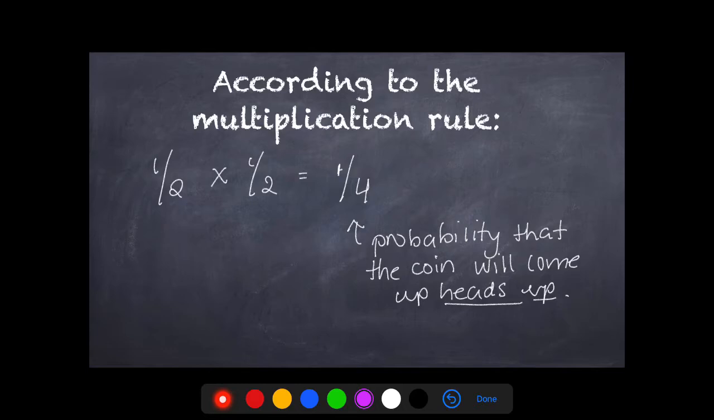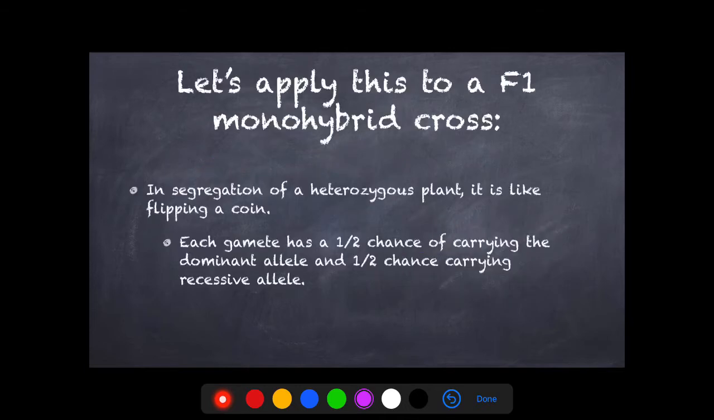Remember how I said if you toss a coin, the chance that that coin is going to come heads up is 50-50, which is 1/2. You're going to multiply that with the chance that the other coin is going to come up heads, which is 50-50, which is 1/2. And if you multiply those together, remember you multiply across, and you get 1/4. Now 1/4 is the probability that both coins will come up heads. So this is basically how you do the multiplication rule.